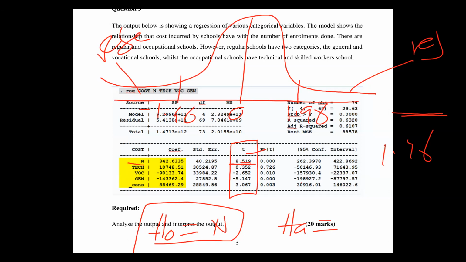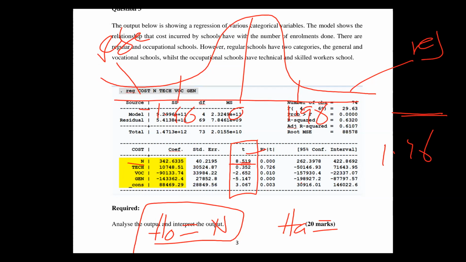So the interpretation would be at 95% level of confidence, okay? At 95% level of confidence, we reject the null hypothesis that states the enrollment in skilled workers school does not have an impact. Therefore, enrollments in workers schools have got an impact or are statistically significant to the model. You get it? You're a bit too fast. Go again.